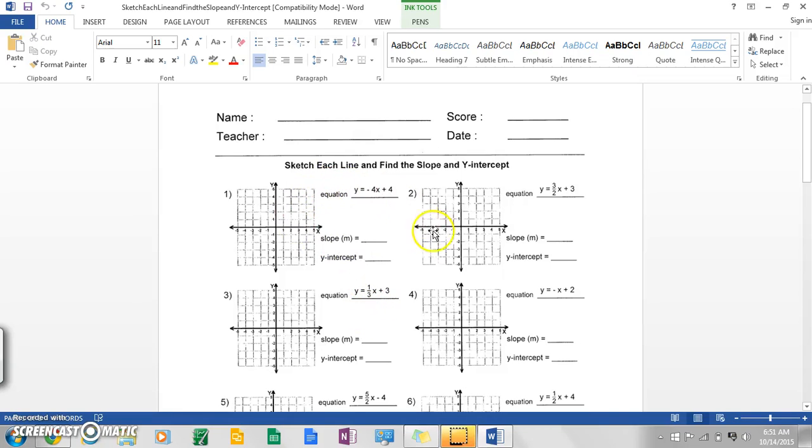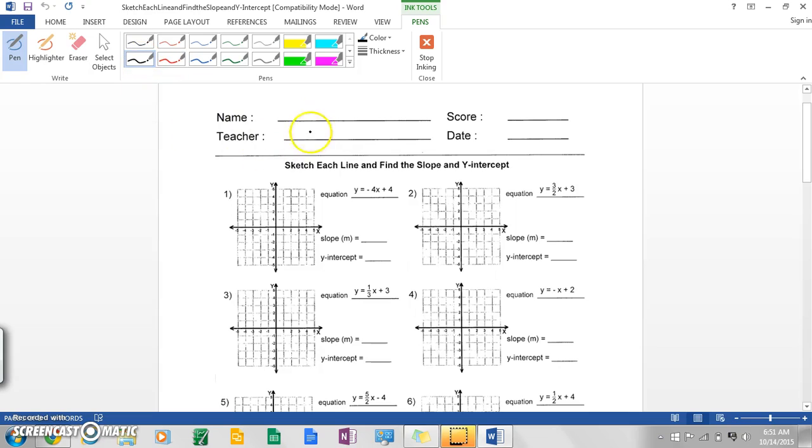So here is a way to practice sketching a line when you're given the slope and the y-intercept. We've reviewed in the past this whole idea of y equals mx plus b, where the m is going to be our slope and the b is going to be our y-intercept. If we know these two pieces of information, we can use this to sketch the line. Let's go through the first example.